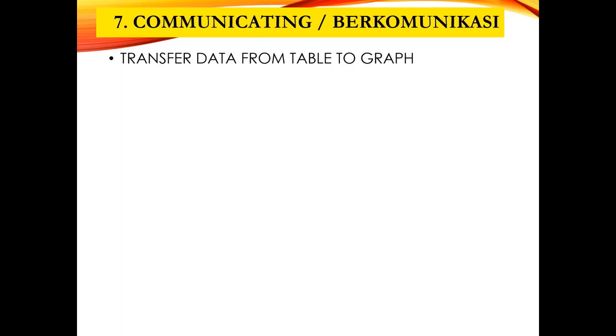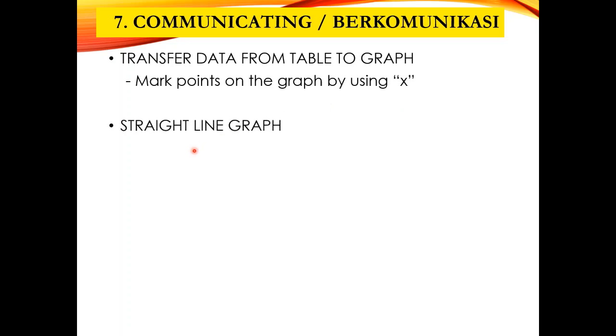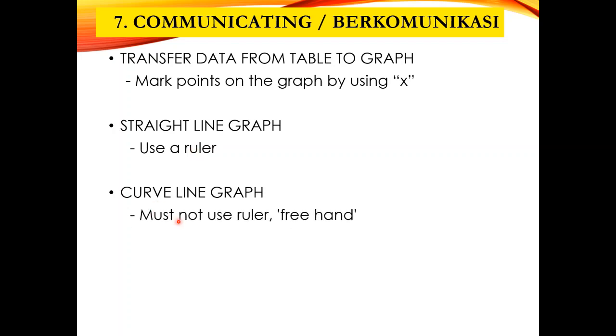So the next science process skill that I'm going to discuss is communicating. So communicating actually means you need to plot the graph based on the data in the table given. So you need to transfer the data from the table to the graph, and then mark the points on the graph by using X. Don't use a bullet. And then when there is a straight line, if the question requires you to draw the straight line, okay, you need to use a ruler. And then if it is a curved line, you must not use the ruler. You need to use freehand drawing.